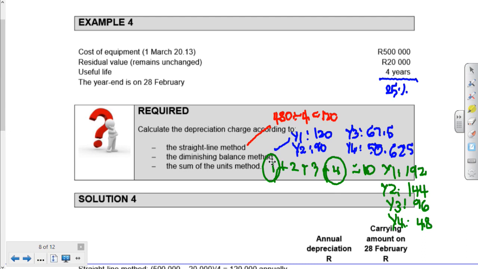Then in the sum of units, as I said, it's 4 over 10, then 3 over 10, then 2 over 10, then 1 over 10. And if you look at the numbers, they just multiply. That's 1 year, that's 2, that's 3, and then that's 4 years of depreciation. So that's the calculations of depreciation.